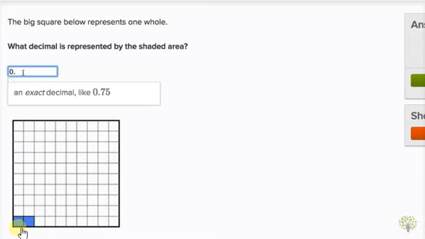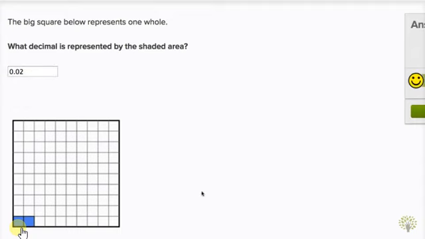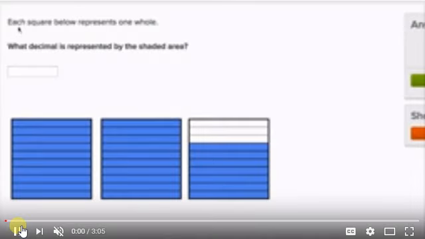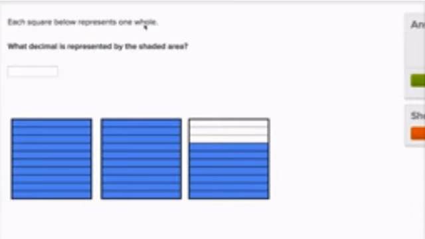Let us check. That is 0.02. That is 2/100, because only two cells out of 100 have been shaded.